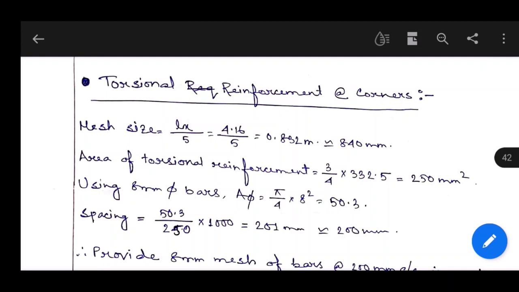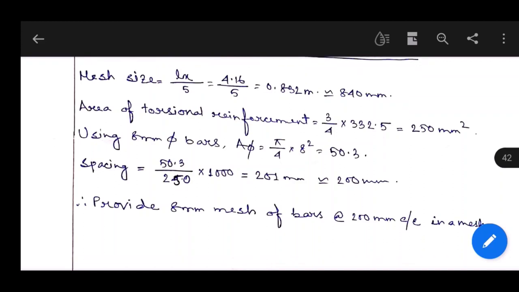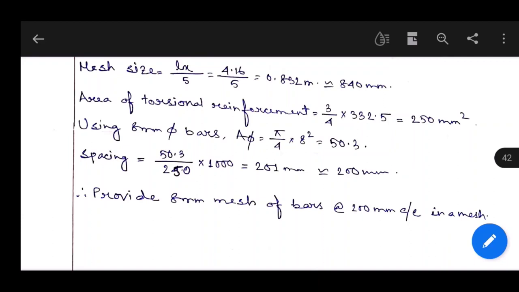So next step is torsional reinforcement at corners. In case of two-way slab, in every corner, torsional reinforcement or corner reinforcement has to be provided to resist the torsional moment which comes in a two-way slab. So as per IS code consideration, mesh size is Lx by 5, that is equals to 4.16 by 5, that is equals to 0.832 meter, which is equivalent to 840 mm. Now area of torsional reinforcement is 3/4, that means 3 by 4 of 332.5, that is equals to 250 mm square. Now using 8 mm dia bars, dia of one bar we know 50.3, so spacing is 50.3 by 250 into 1000, that is equals to 201 mm, or you can say 200 mm. So provide 8 mm mesh of bars at 200 mm center to center in a mesh.